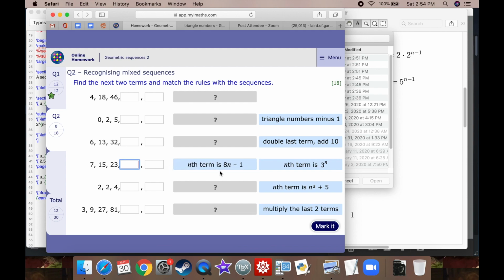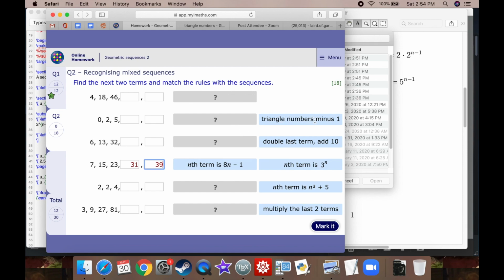And while we're here, we might as well figure it out. So that's the first term, the second term, the third term, the fourth term. Well, 8 times 4 is 32. 32 minus 1 is 31. How about the fifth term? 8 times 5 is 40. 40 minus 1 is 39. There you go. Let's do this one.